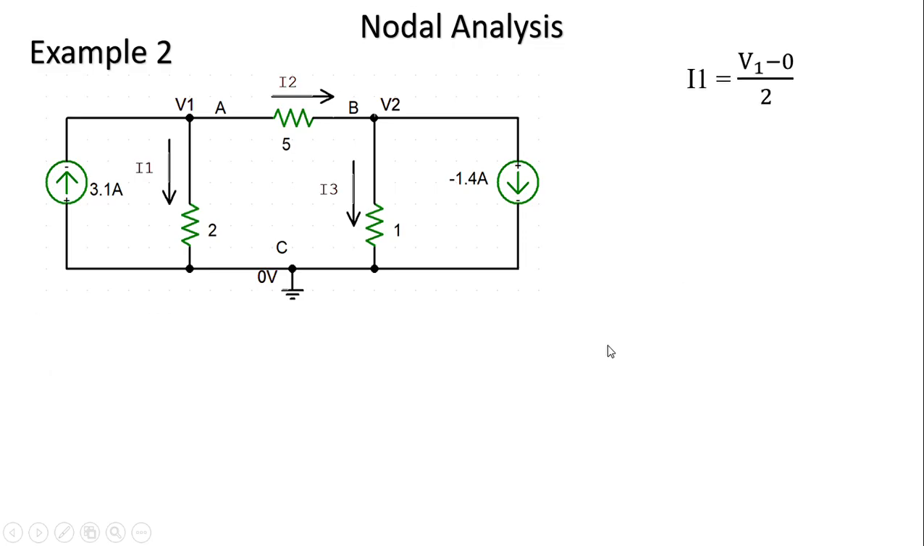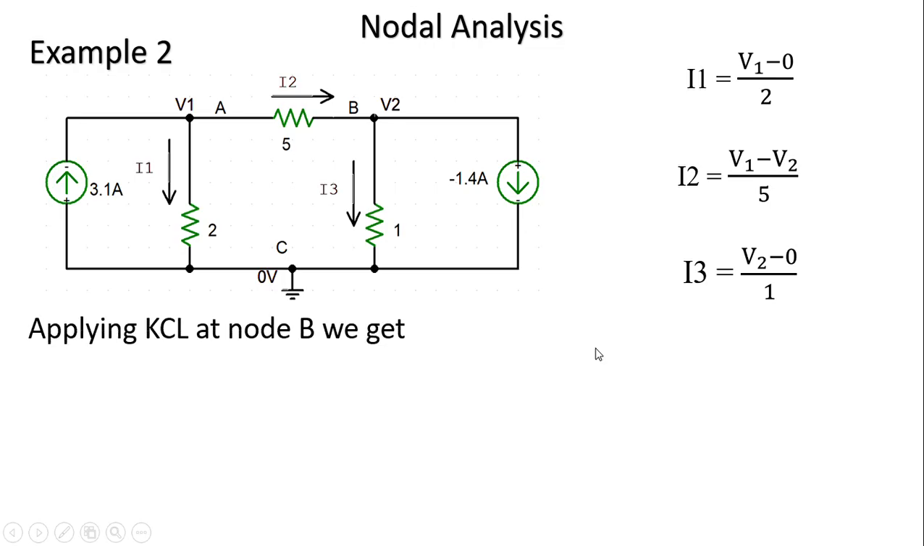Now again we are going to apply KCL at node B. So here I2 is incoming. This 1.4 amperes current is also outgoing, and I3 is also outgoing. So you can say I2 is equal to I3 plus minus 1.4 amperes. Substitute the values of I2 and I3 in this. We will get the equation as a function of V1 and V2.